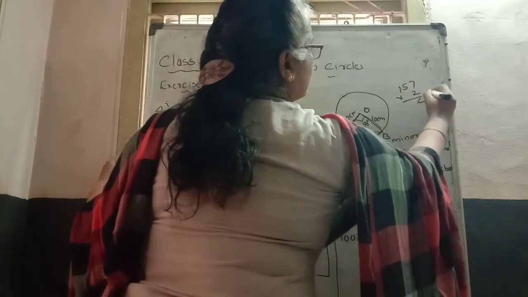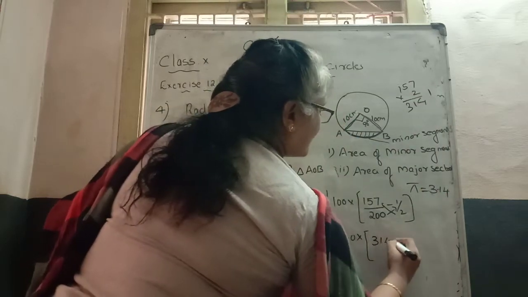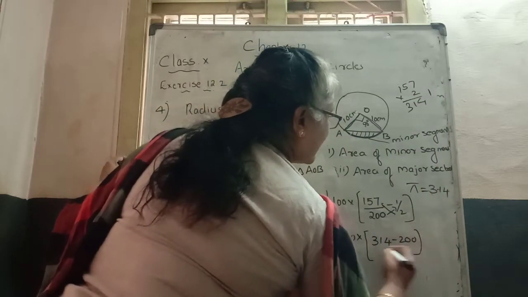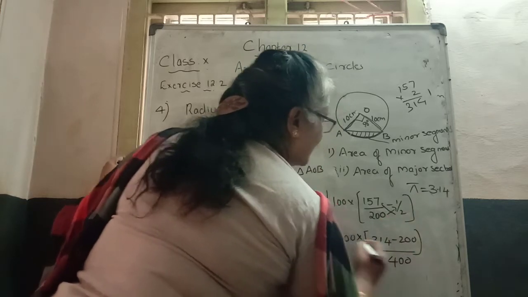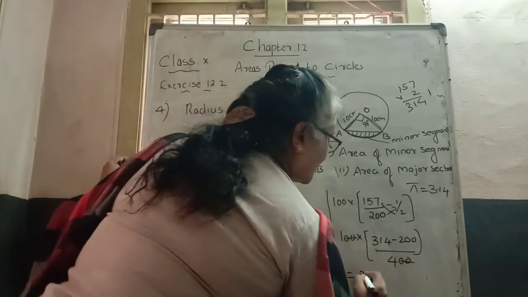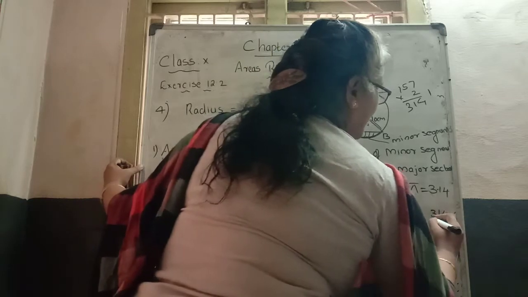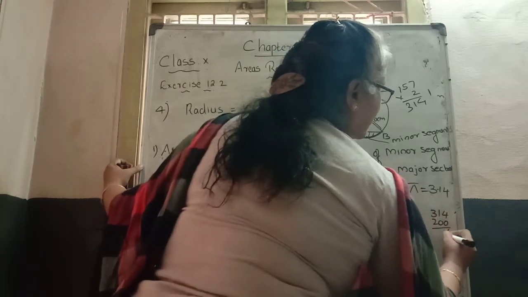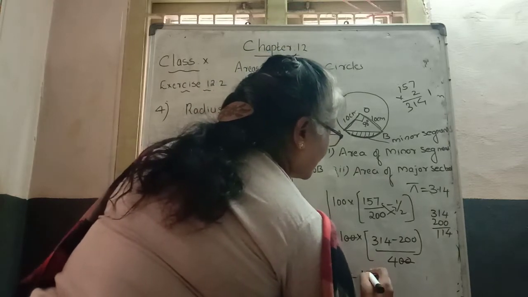Multiply 14 11. 314 minus 200 divided by 200 into 2 comes to be 400. Here 2 zeros we can cancel. So the remaining part becomes 314 minus 200. 314 subtracted with the 200. How much is coming here? 114 is coming here.